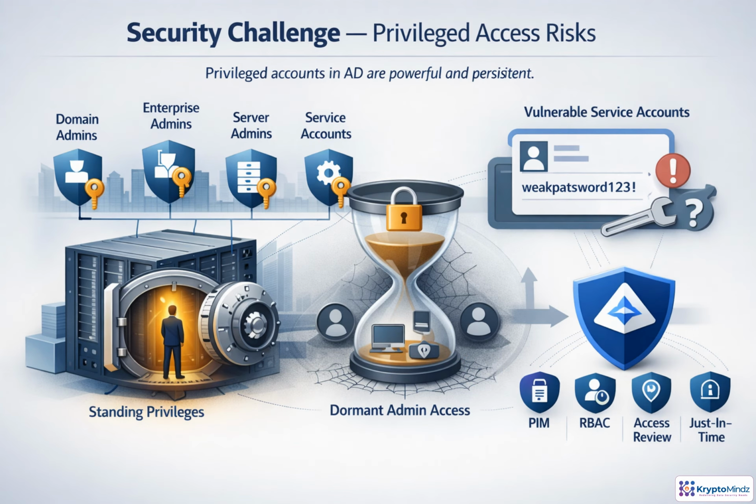Privileged access is where many AD security problems become high impact. Domain admins, enterprise admins, server admins, and service accounts can often reach far beyond one system. The biggest concern is standing privilege. Accounts remain powerful even when no one is actively administering anything. Dormant admin accounts, shared credentials, missing MFA, and unmanaged service accounts all create easy paths for attackers. Entra ID helps shift the model toward control and accountability, using RBAC, privileged identity management, access reviews, and just-in-time elevation, so privilege is granted only when needed and only for the right scope.